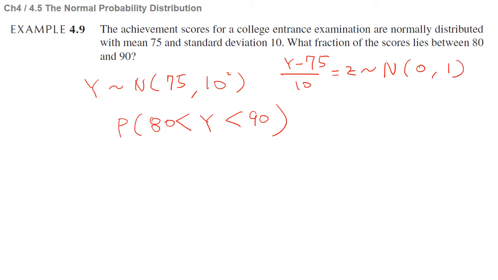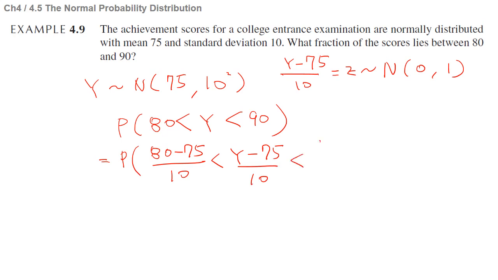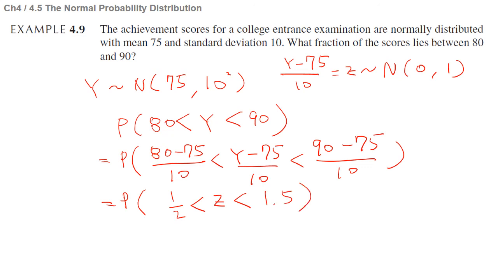And so this probability is 80 minus 75 divided by 10, Y minus 75 divided by 10, and 90 minus 75 divided by 10. And then this is the probability of 1 is less than z is less than 1.5. Okay, and use table 4 for the standard normal distribution to find the probability of this one, and then you will get the solution for this. Okay.